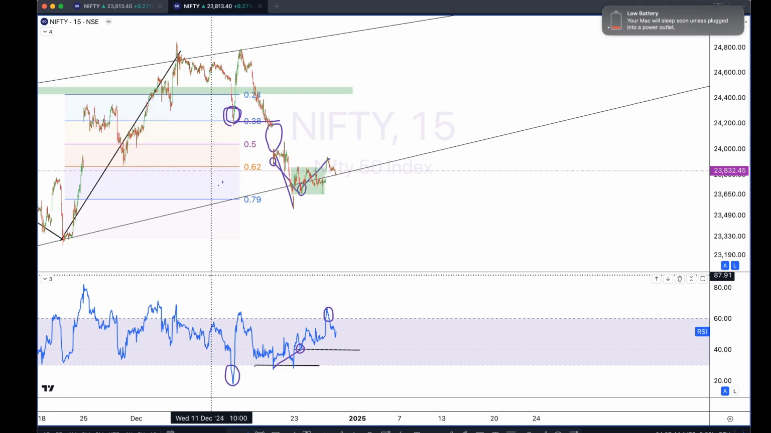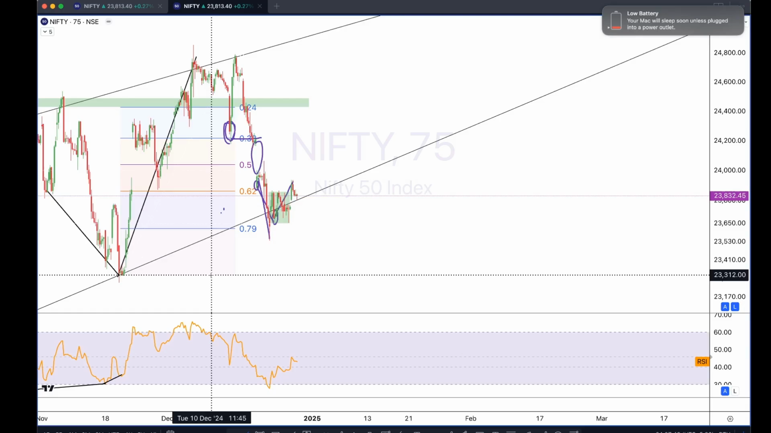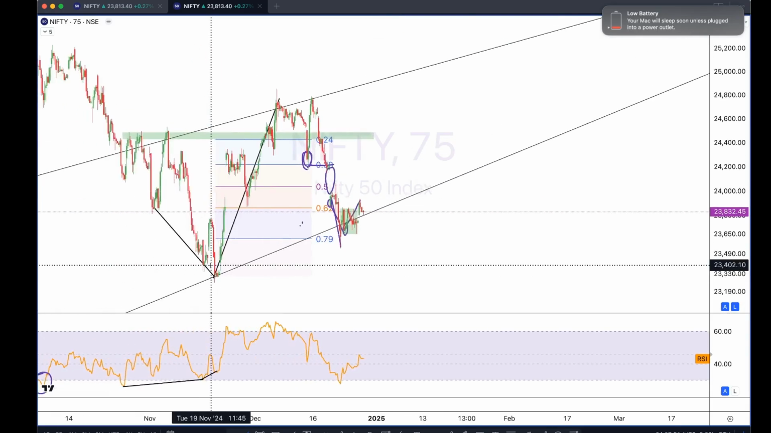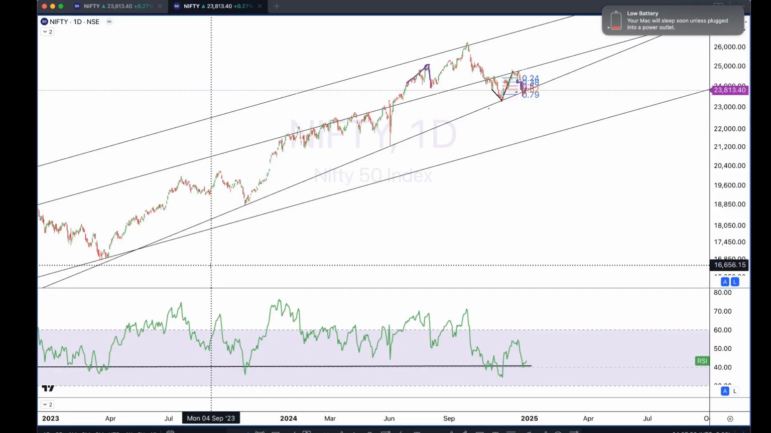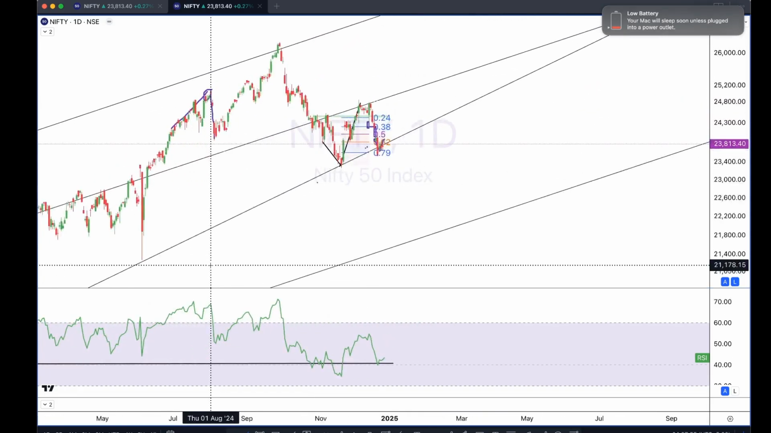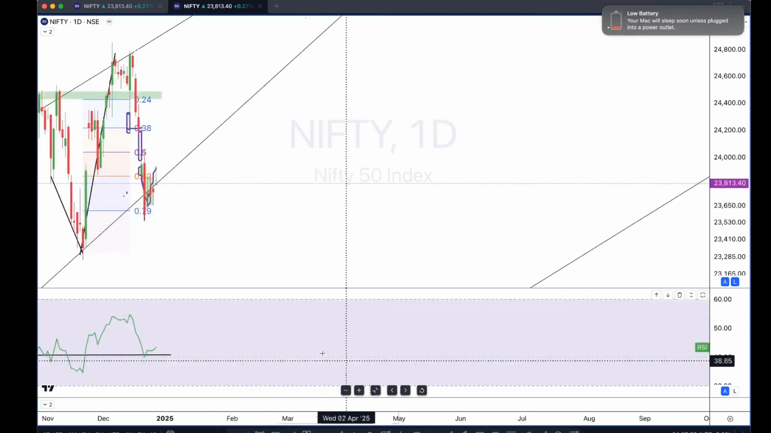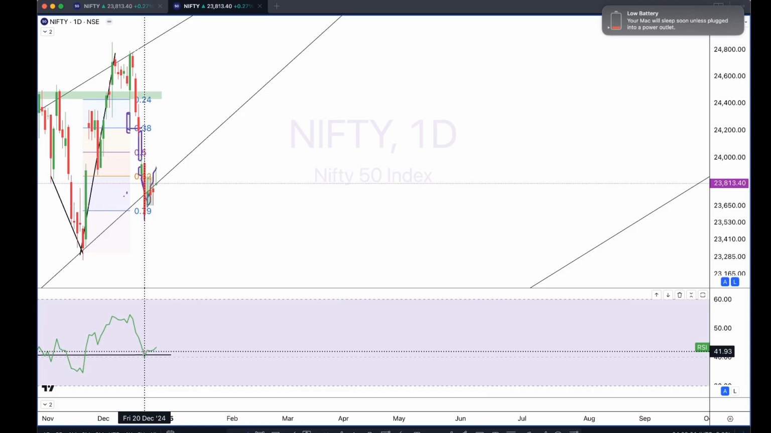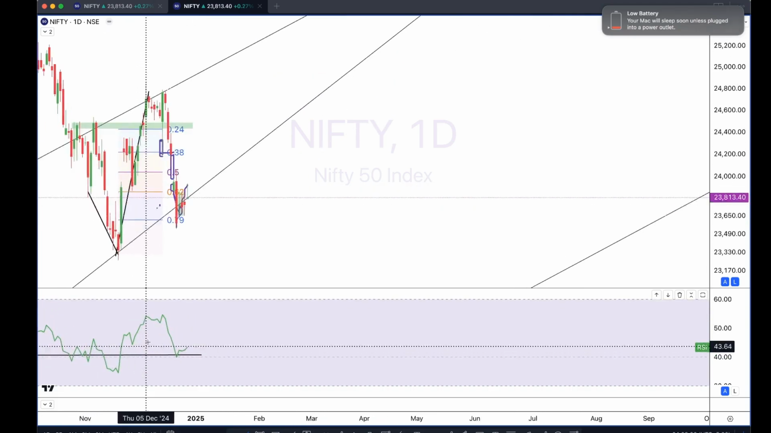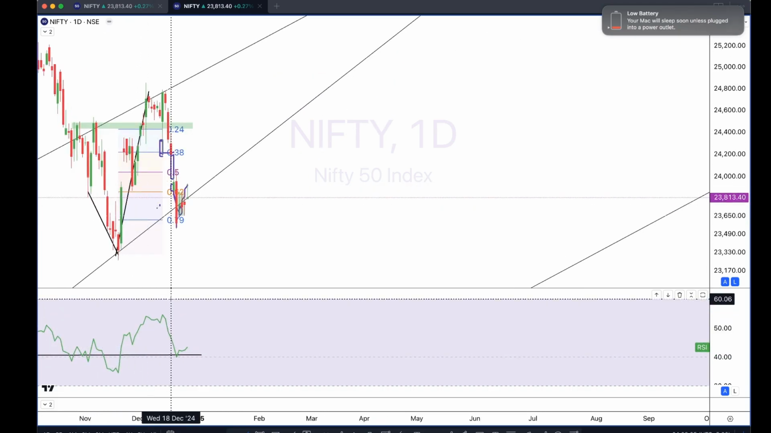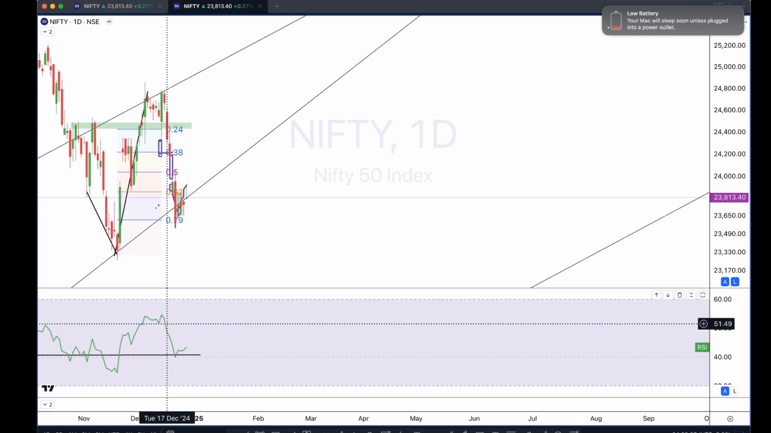15-minute is still uncertain. We need to see momentum indications develop a little more. 75-minute also is on the more uncertain side. The daily, I would say, looks bullish because the latest evidence that we have is support from the level of 40, which in my opinion is bullish. I would like to know when the daily time frame's RSI makes it to the level of 60.